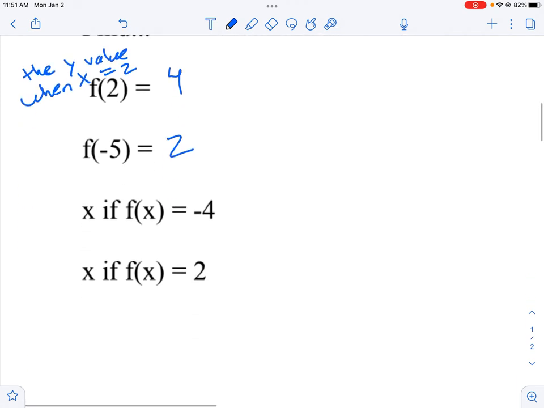Okay. The next two, it's asking what the x is if the y value is negative 4. So this is a y value. What's the x value when y is negative 4? Or what's the x value when y is 2?